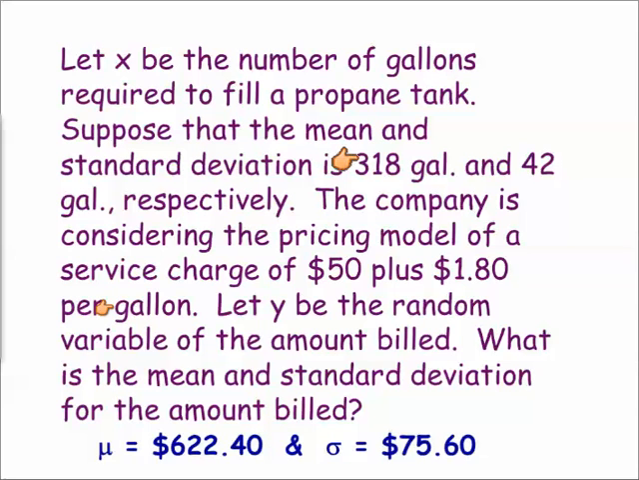Well, we can take this mean, 318, times the $1.80, add the 50 to it, and we're going to get this 622.40. We can take this standard deviation of 42 times $1.80, and we should get this 75.60. I'm doing it on my calculator just because I want to make certain that I'm not saying anything wrong, and that's exactly what you get. Now, if this had been a negative number, minus 1.80, it would still have a standard deviation of a positive 75.60.